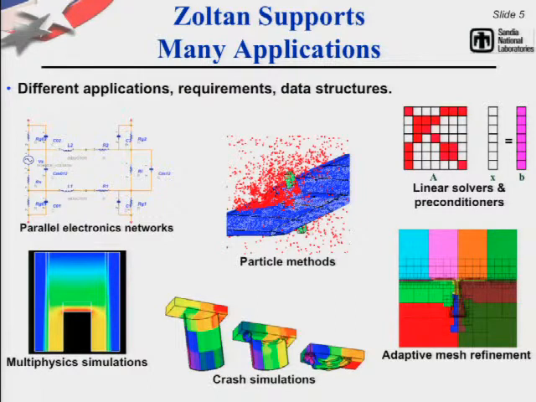Okay, so just to show you that Zoltan is used by a lot of different types of applications. It does not target a specific application area. I could have even more examples here, but these are some of the things that I know Zoltan is being used for, like circuit simulation, particle and molecular dynamics, multiphysics, crash simulations, and more generically, it's often used by other libraries, not by the end application. So linear solvers, preconditioners, or adaptive mesh refinement can often use Zoltan underneath as well.